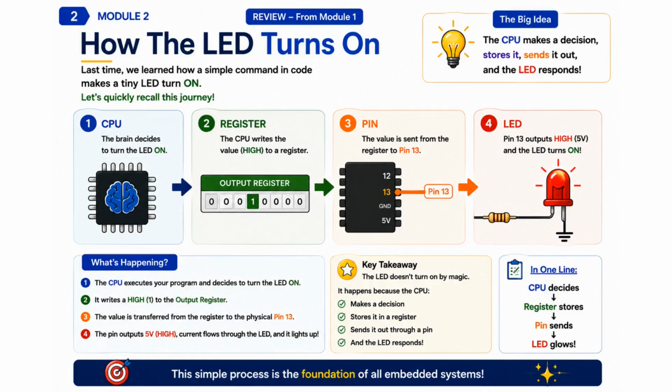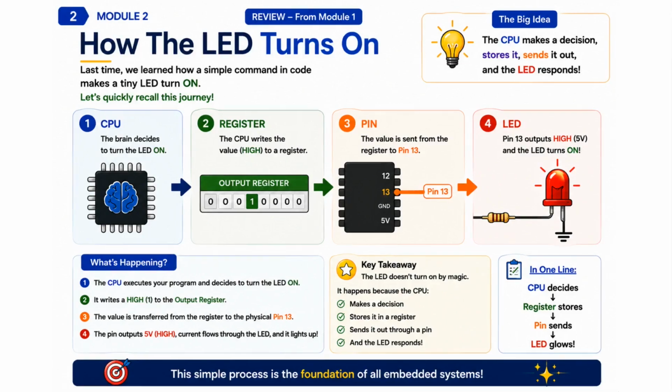So the LED does not light up by magic. The CPU makes a decision. The register stores that decision. The pin sends the signal to the outside world, and the LED responds. This simple process is actually the foundation of all embedded systems. The same basic ideas that turn on a tiny LED are also used to control sensors, motors, robots, industrial machines, and many other complex systems. Understanding this simple journey will help us build much bigger mental models in the modules ahead.